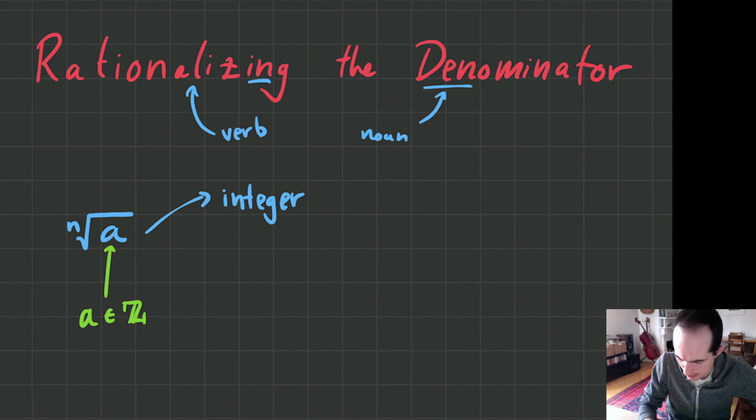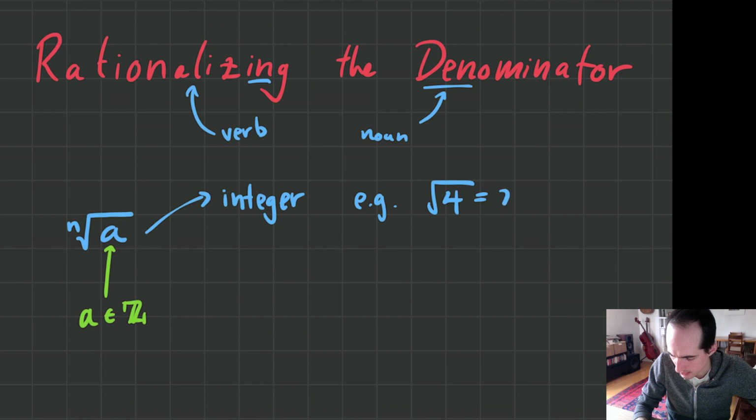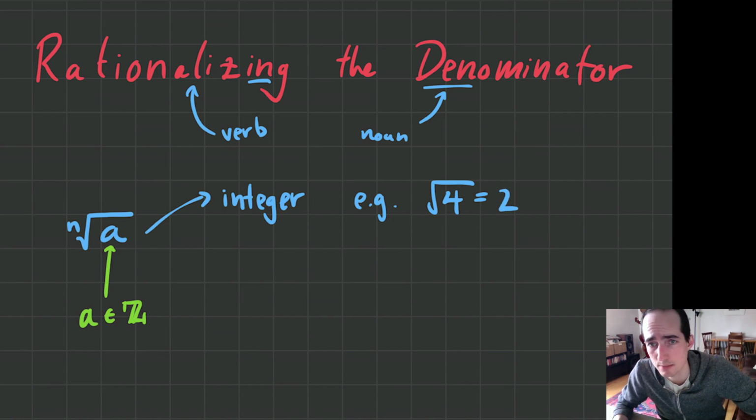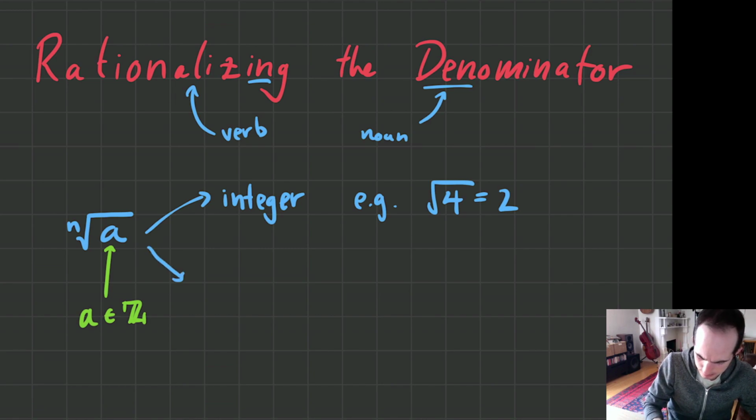Okay, so for example, you could take the square root of 4, and that's going to give you 2. That's one possibility, that you just get a whole number back. The other possibility is that you get an irrational number.